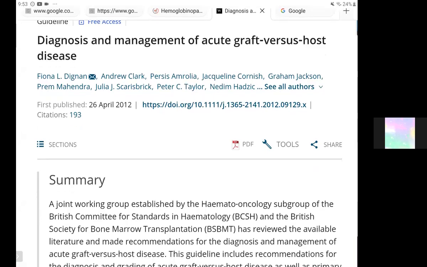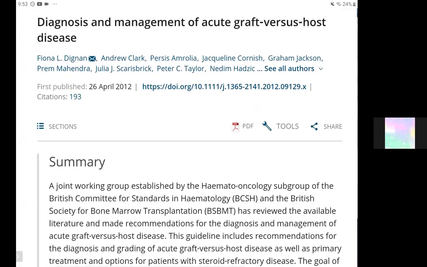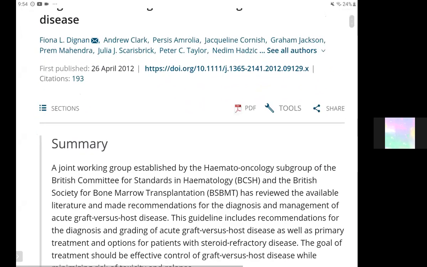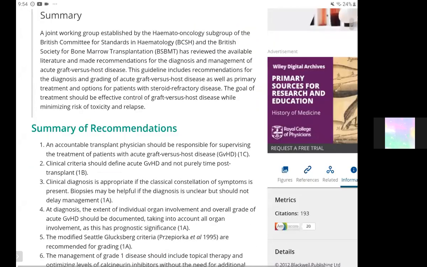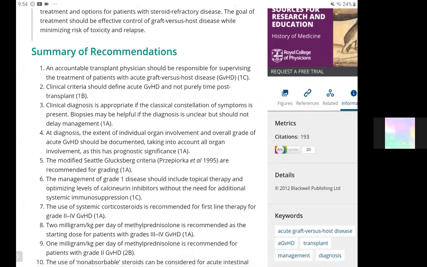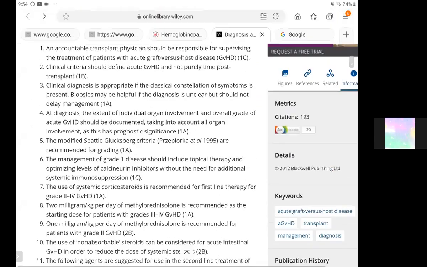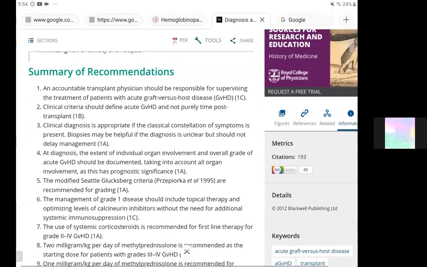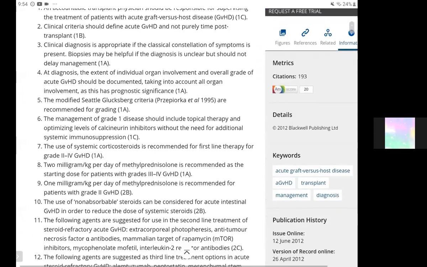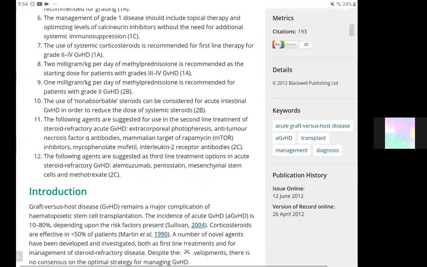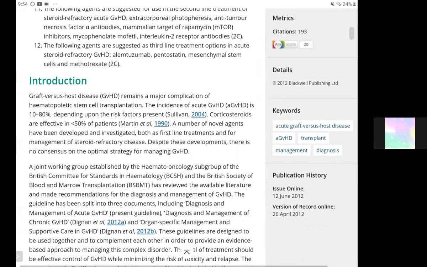Okay, so now regarding the diagnosis and management of acute graft versus host disease, we'll be going through this guideline. Regarding the summary of the guideline, I think we'll go over it in the end. We'll just go through the introduction first.